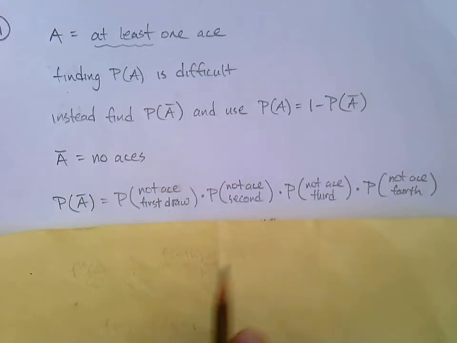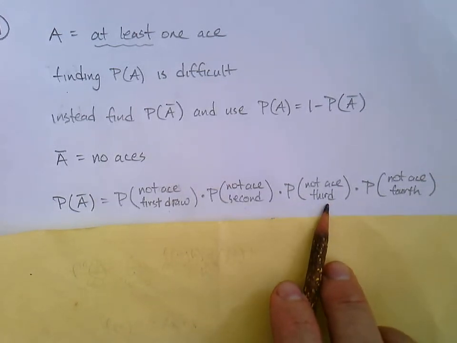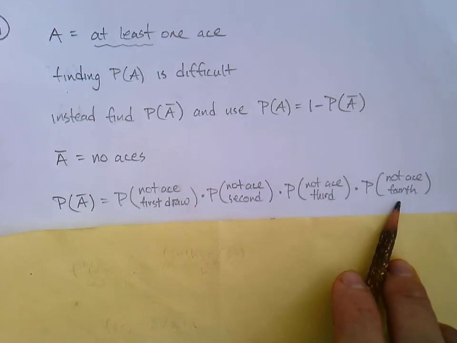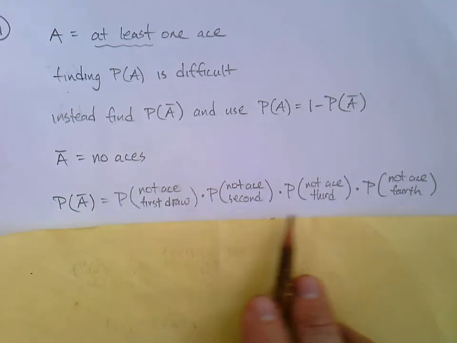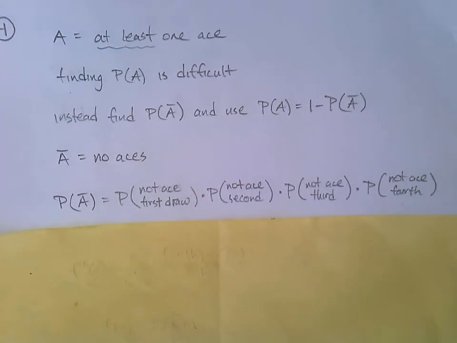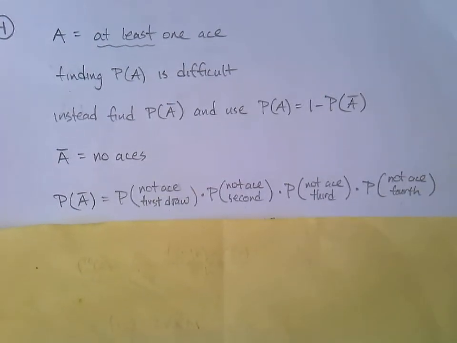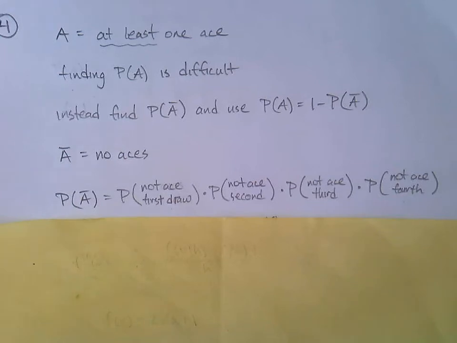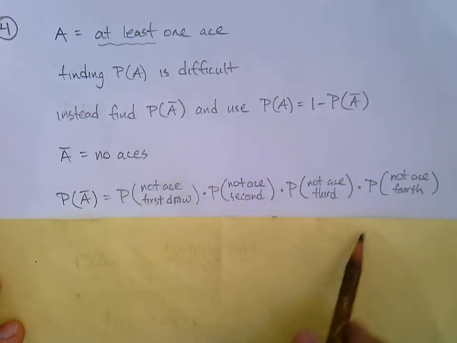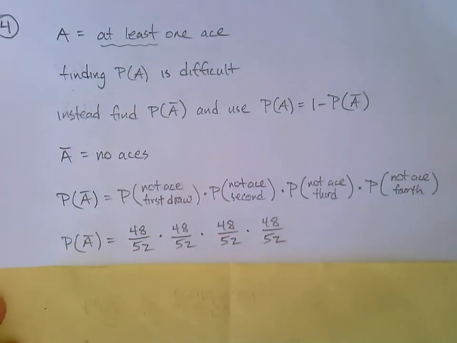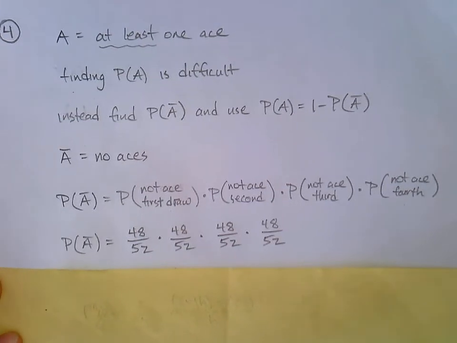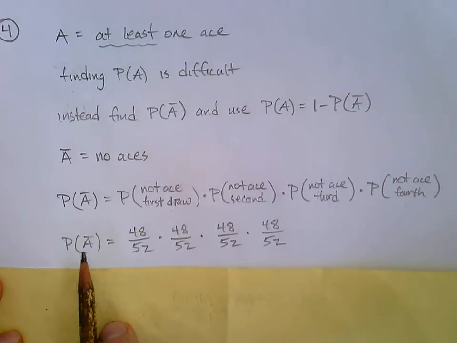Same thing a third time. Shuffle it, put the card back, shuffle it, draw again. We don't get an ace on the third, and we don't get an ace on the fourth. And again, we multiply these 4 probabilities together. Okay, now let's talk about each one of them. Turns out they're all going to be the same here. Here we go. Probability of a complement.